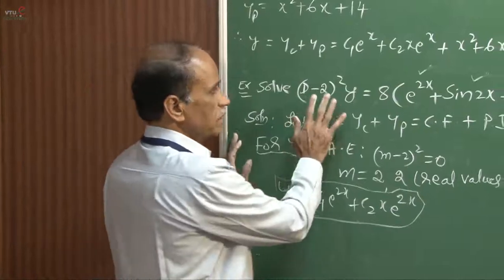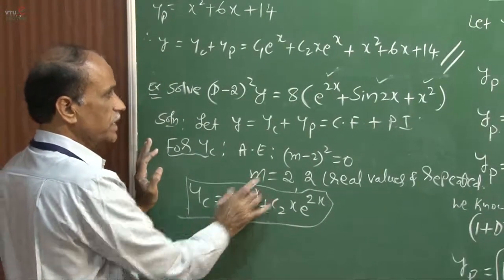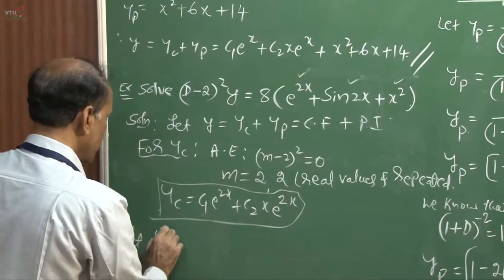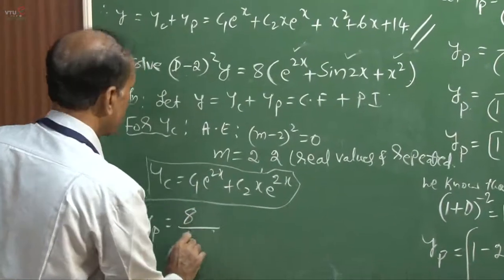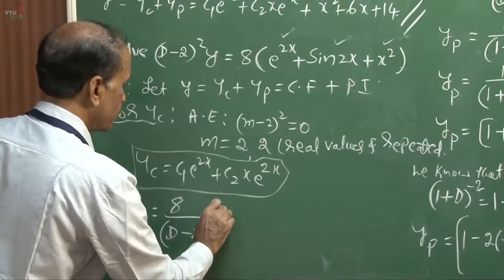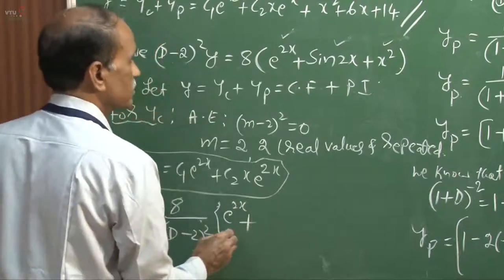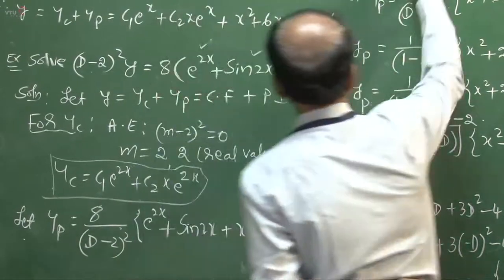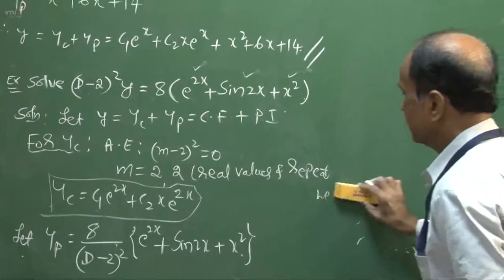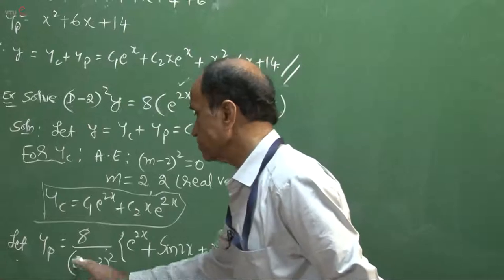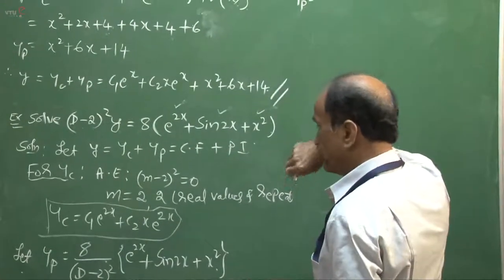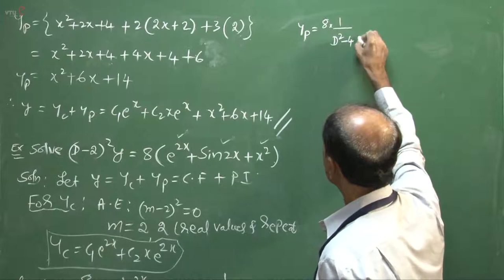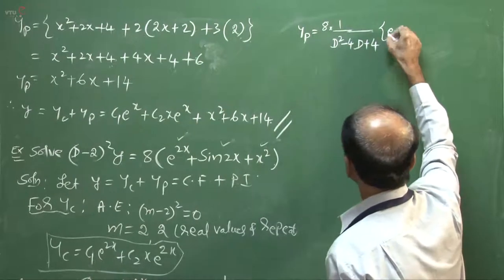Okay. Here you can take mathematically, this is for the complementary function we have studied. Now the particular integral, so we expect this particular integral using the inverse differential operator. So let yp be equal to 8 divided by (D minus 2) whole square, to be operated on e to the power 2x plus sine of 2x plus x square. There are three terms to be operated on the right side mathematically, and one by one let me take. yp is equal to, first one, e to the power 2x, an exponential term, that is 8 into 1 by D square minus 4D plus 4 to be operated on e to the power 2x.